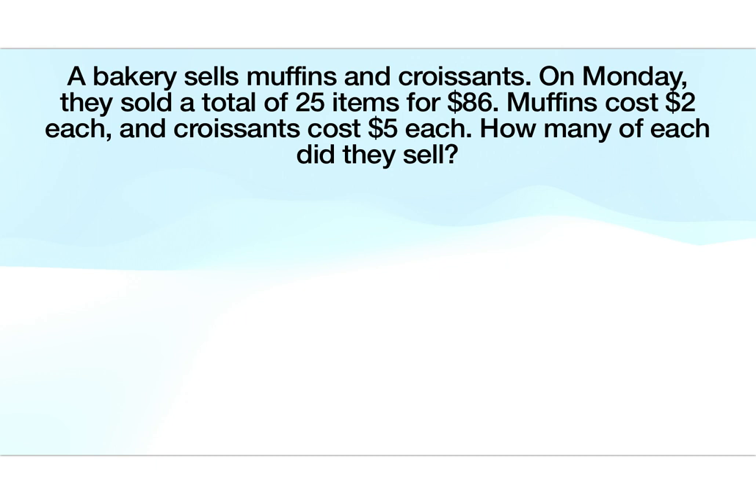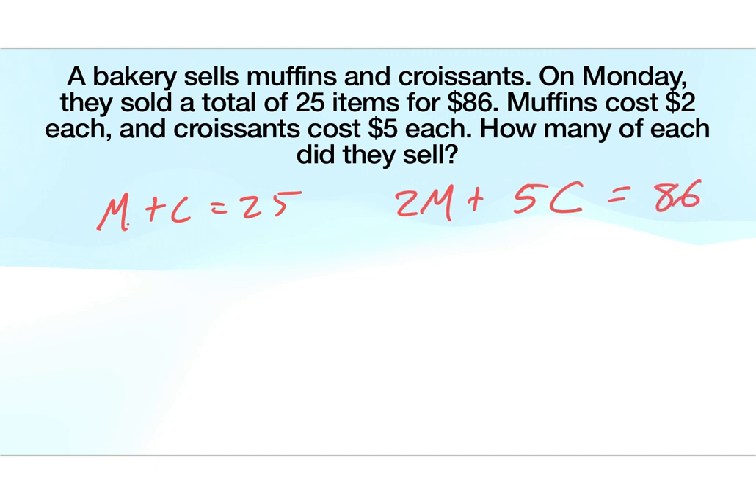On Monday, they sold a total of 25 items, muffins and croissants. So muffins plus croissants is 25, because that's how many items you sold. Then we have a second aspect to this, which is dollars. Muffins are $2, croissants are $5, and if we add those up, I earned $86. How much of each did I sell?